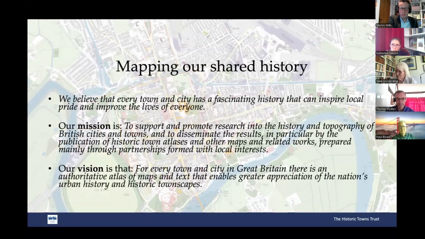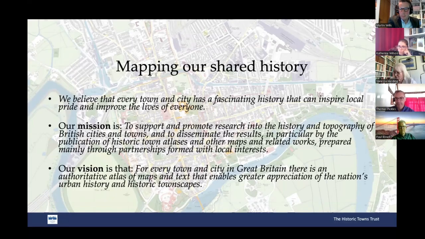The Historic Towns Trust is a charity with a mission to support and promote research into the history and topography of cities and towns in Great Britain, and to help people to understand the richness of our urban heritage. Every town has a history, and the evolution of its built form tells that story. Not everywhere has as long a history as Chester, with its notable Roman past, as well as its medieval and early modern importance, but there are always points of interest and significance.